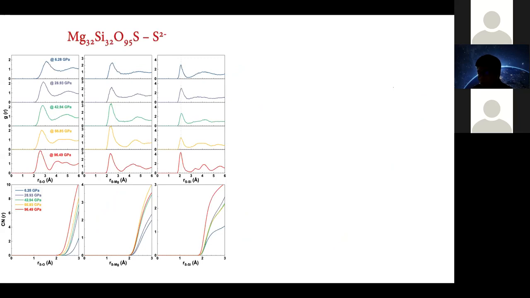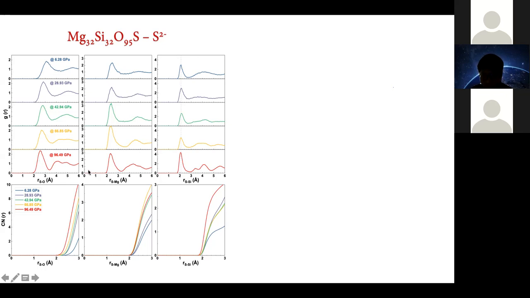So let's focus on the structure property of sulfur. Here is the sulfur-bearing silicate melt, in which the average valence state of sulfur is sulfur 2 minus. The sulfur-magnesium distance here is about 2.4 angstrom, and the sulfur-silicon distance is about 2.05 angstrom, both of which are shorter than the sulfur-oxygen distance.